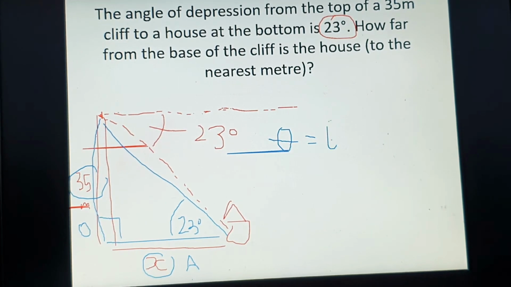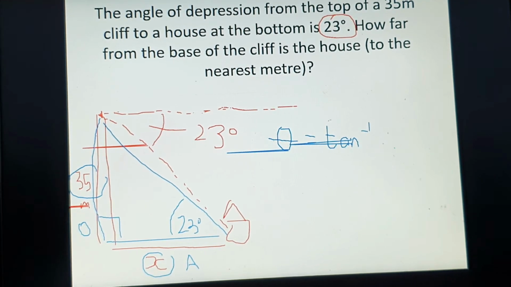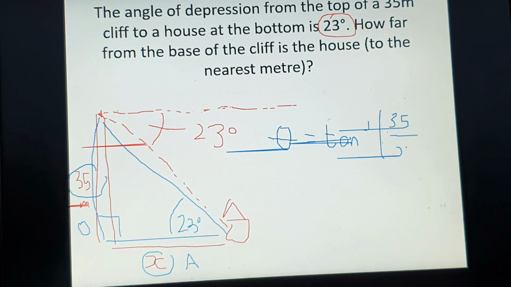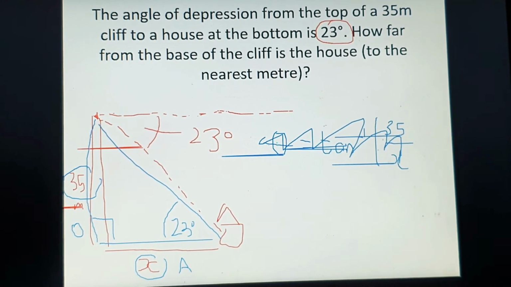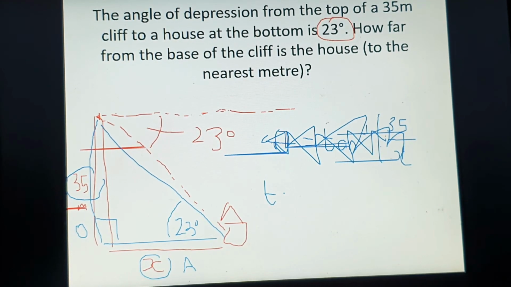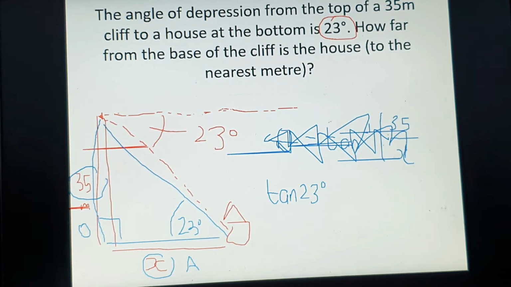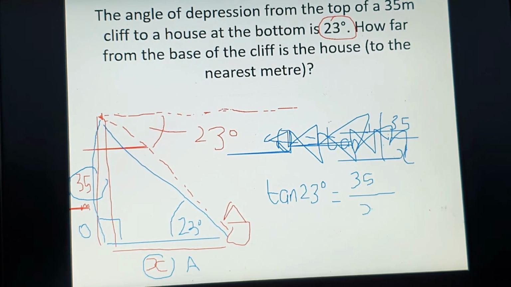ratio tan. So tan, remember it's opposite over adjacent. So opposite in this case is 35 over adjacent, which is X. And why did I do that? I'm so sorry. We're not looking for an angle here, we're looking for a side. My bad. We are still using the same ratio. So we're just using tan 23 degrees. I'm so sorry, guys. Tan 23 is equal to opposite, which is 35, over adjacent, which is X.